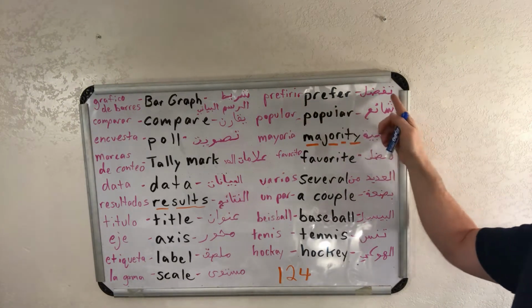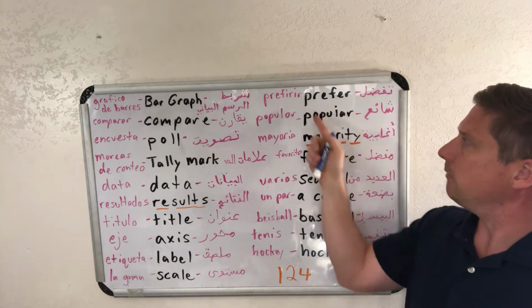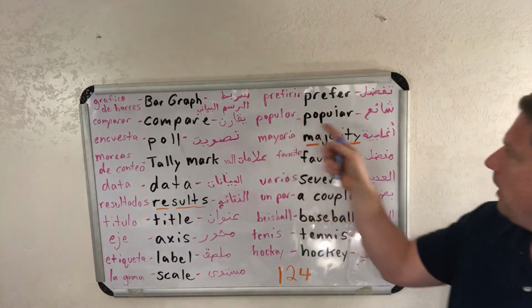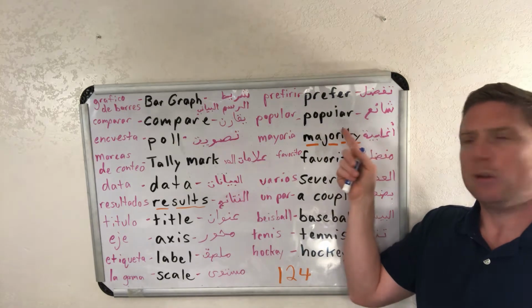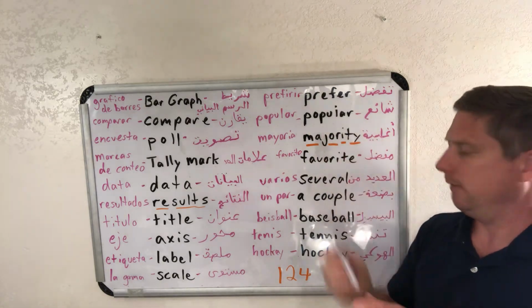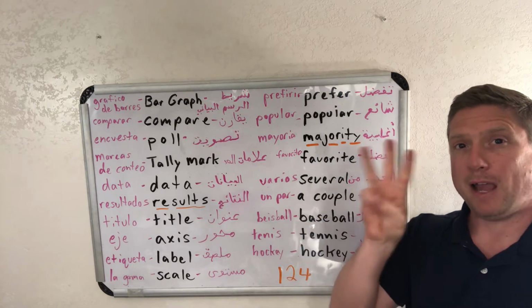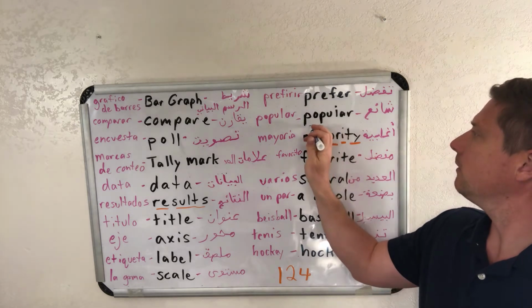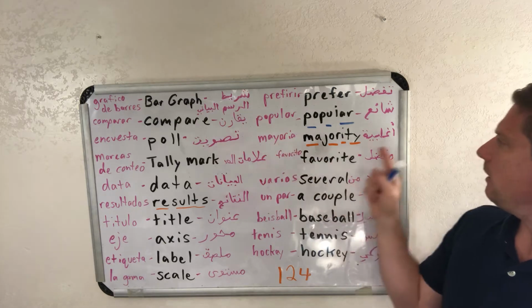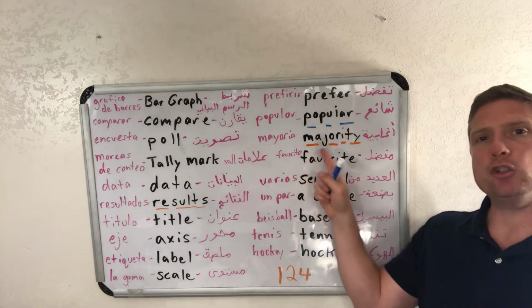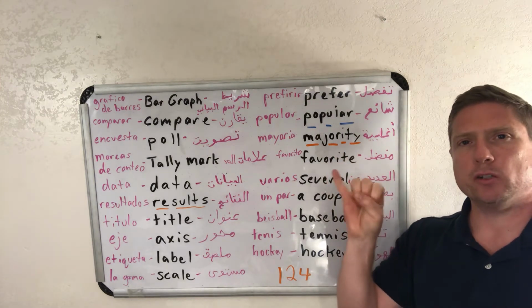To prefer. Prefer. Popular. How many syllables? Popular. I count 3 syllables. Popular. Good. Majority. How many syllables? Majority.